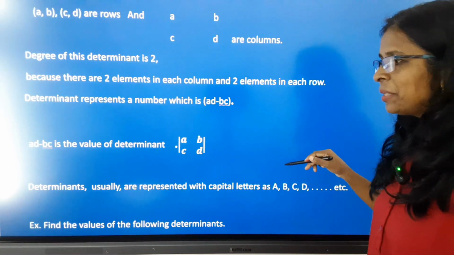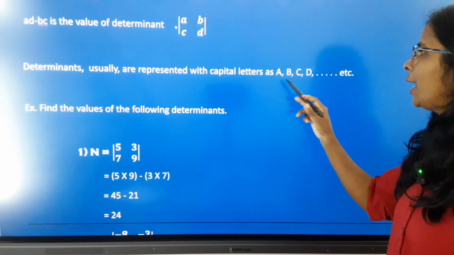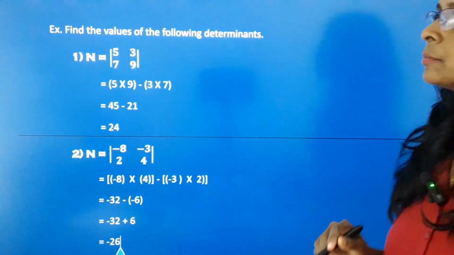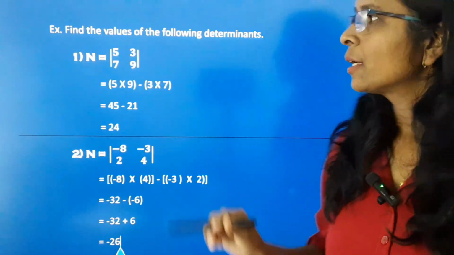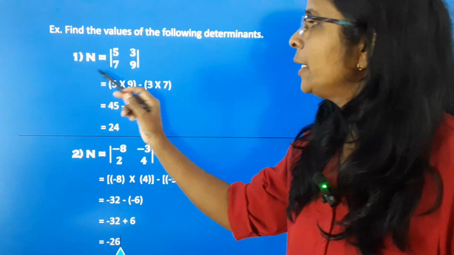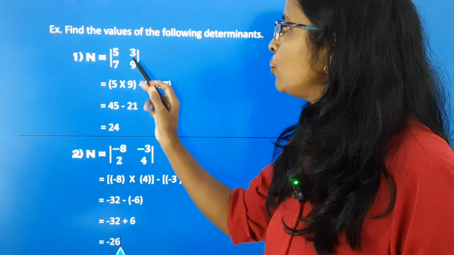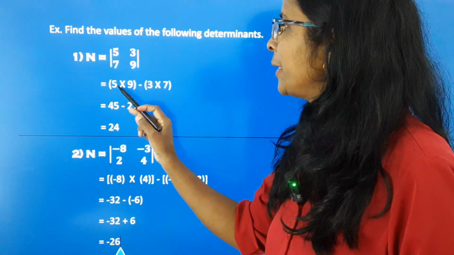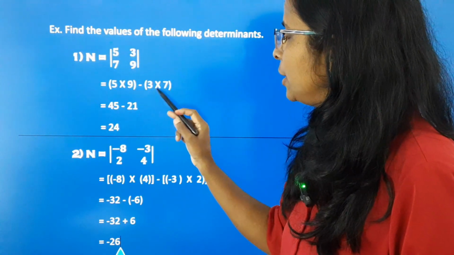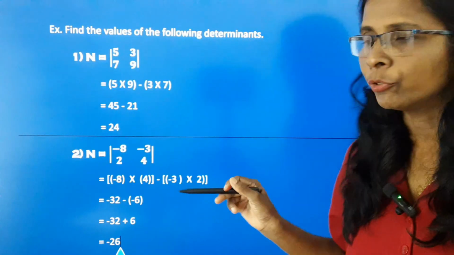Determinants are usually represented with capital letters A, B, C, D up to Z. See the example, students. Find the values of the following determinants. First example, A is equal to 5, 3, 7, 9. Here you only have to cross multiply these numbers: 5 multiply 9 minus 3 multiply 7. Then 45 minus 21, that is equal to 24.